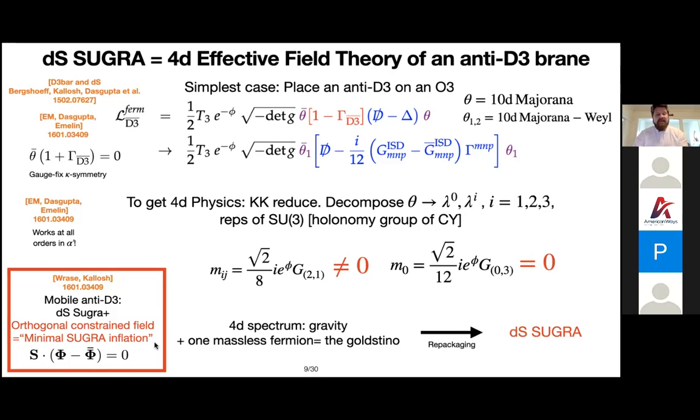If you allow this antibrane to be mobile, so it's moving around your internal space, the scalar fields that describe the position of the antibrane themselves satisfy their own constraint equation. This is called an orthogonal constraint, and this leads to what's known as minimal supergravity inflation. This was discovered and worked out in detail by Tim Rice and Renato when Tim was a postdoc at Stanford.